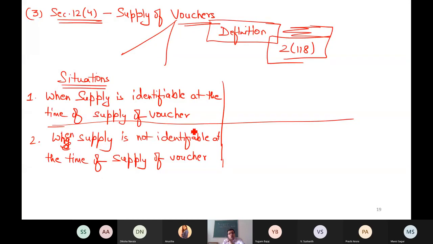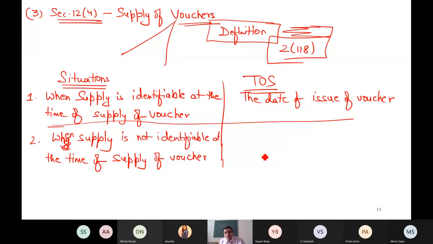Now when we have received the voucher and at that time you know that you can purchase only this product, then what is the time of supply? The date of issue of the voucher, or supply of the voucher. When the voucher is issued, that becomes the time of supply. And when you don't know for what it can be redeemed, you have to wait till actual redemption happens, because for different products you have different rates. So the government says, then the date of redemption of the voucher is the time of supply.